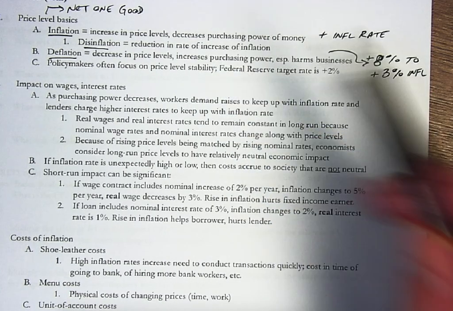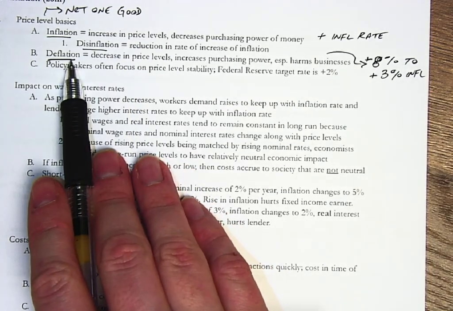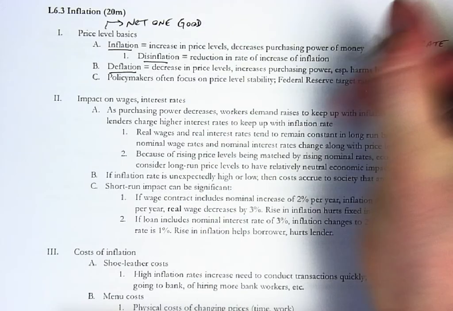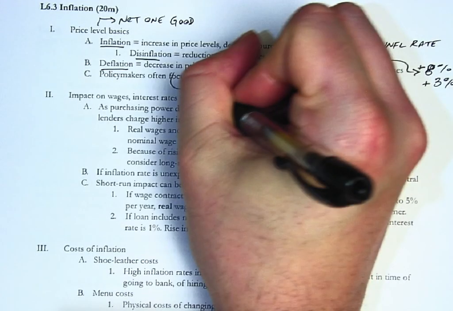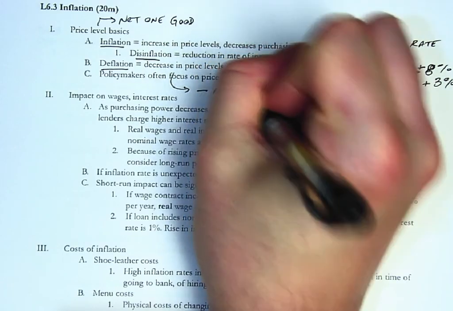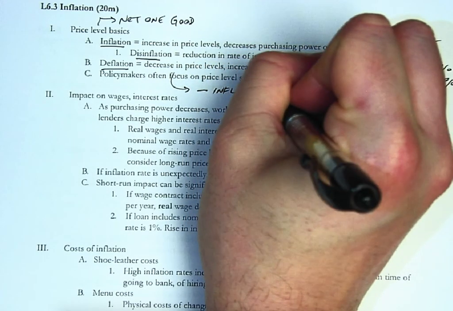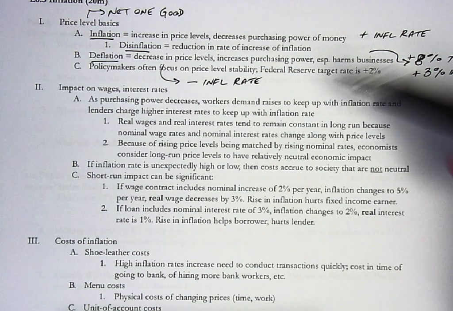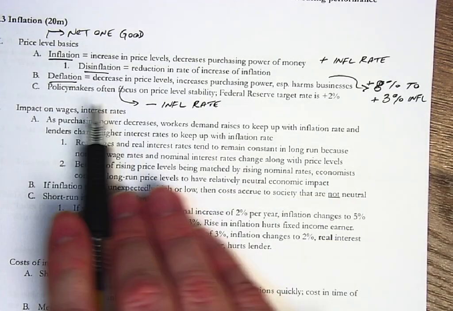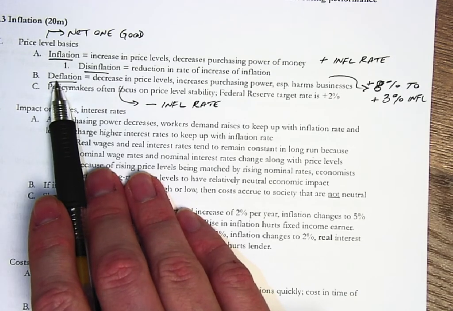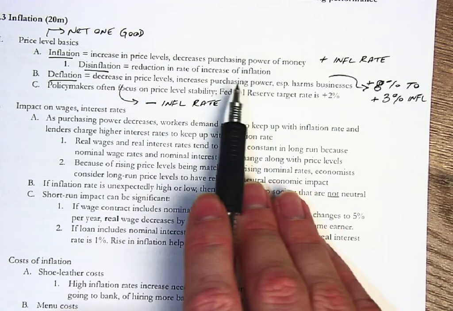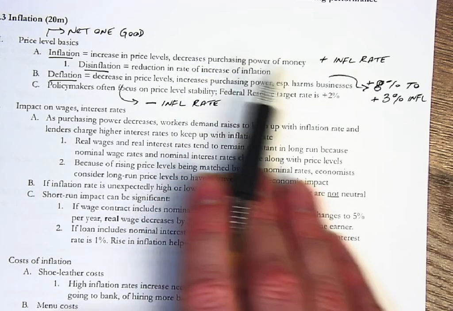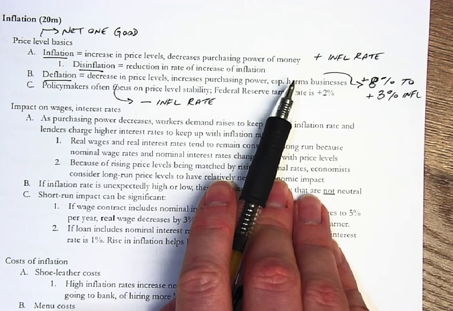The third term to know is deflation. And this is a decrease in price levels. So this would actually be the idea of a negative inflation rate. Now, when we rate things from good to bad, we can actually say pretty clearly that the worst possible thing in the world is deflation. And that's because it increases the purchasing power of money.